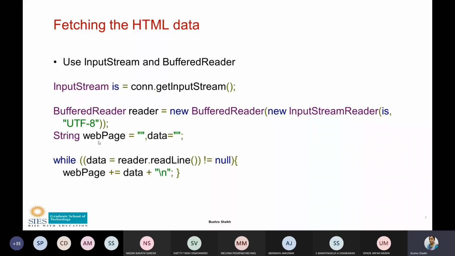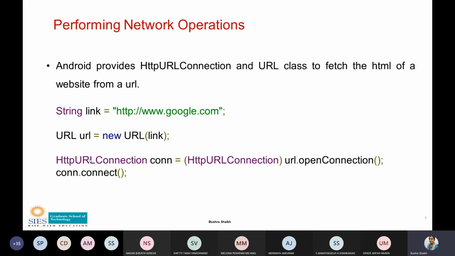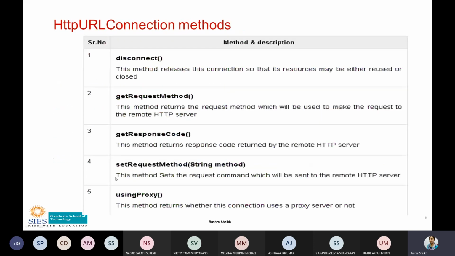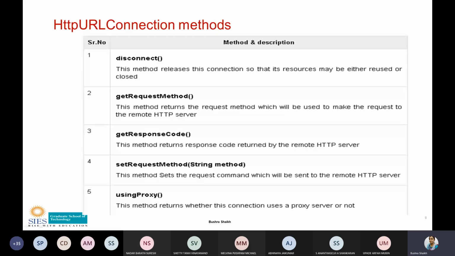As we saw one method of this HttpURLConnection, connect, there are several other methods that we may require: disconnect, getRequestMethod, getResponseCode. These are getters and setters. Setters you may use before you make a call to the connect method, and getters you may use once the connection has been established. The disconnect method, as the name suggests, simply releases the resources, or you may say releases the connection itself.